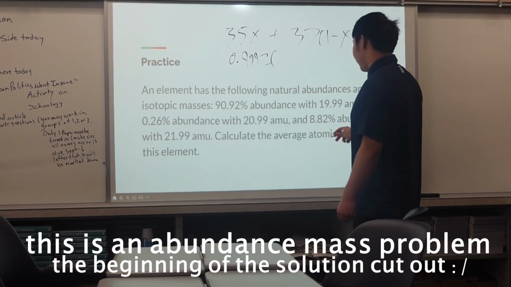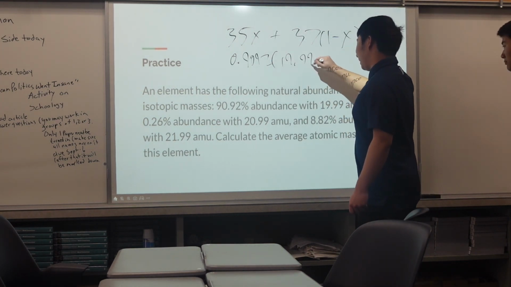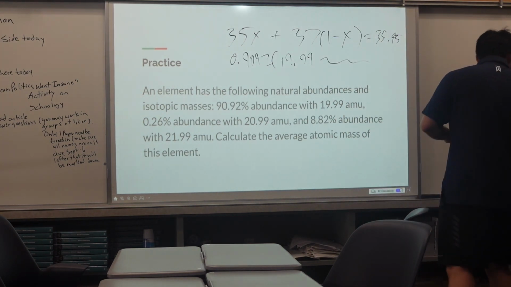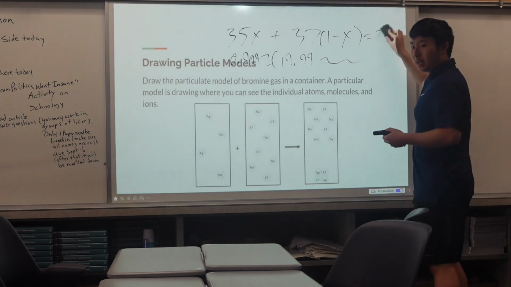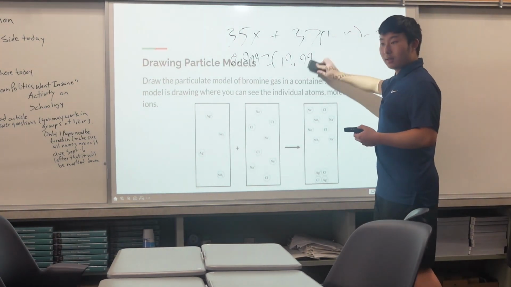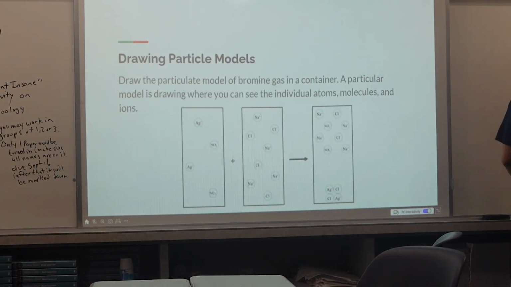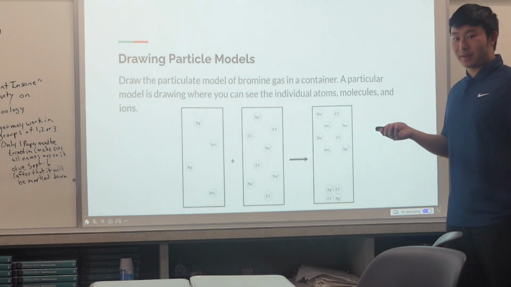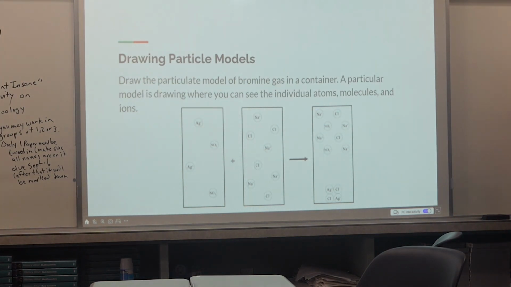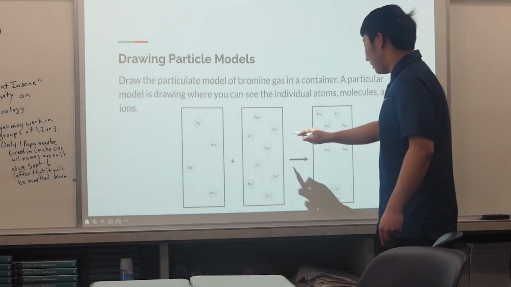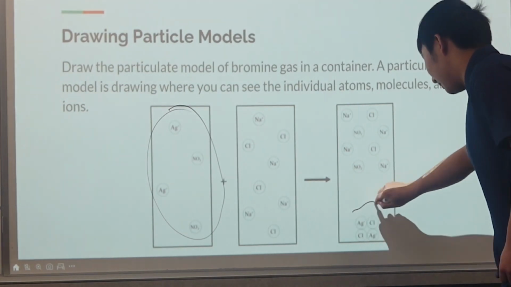Do 0.092 times, and then times 19.99, and then just follow the rest. Drawing particle models. Has Tran gone over this yet? Okay, no. This was the final FRQ. It's relatively straightforward, except the major mistake they don't want anybody to make is not treating it seriously enough and not keeping these consistent.